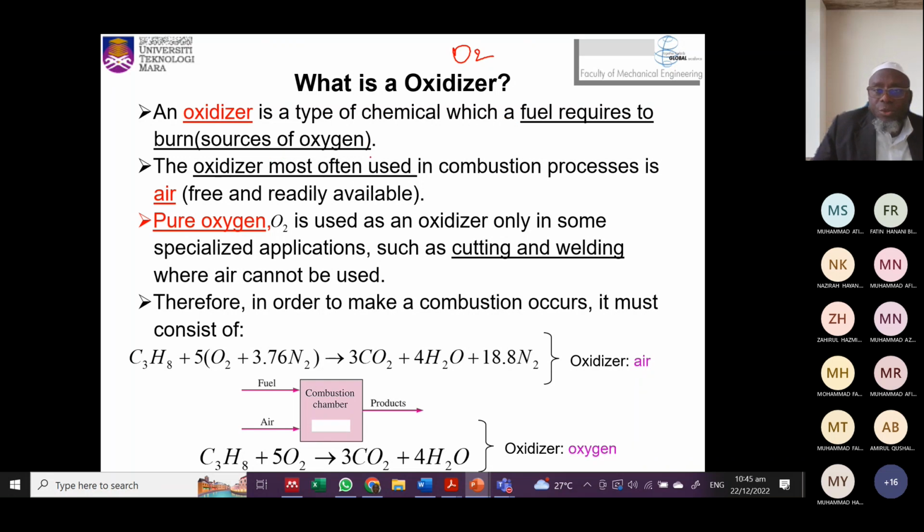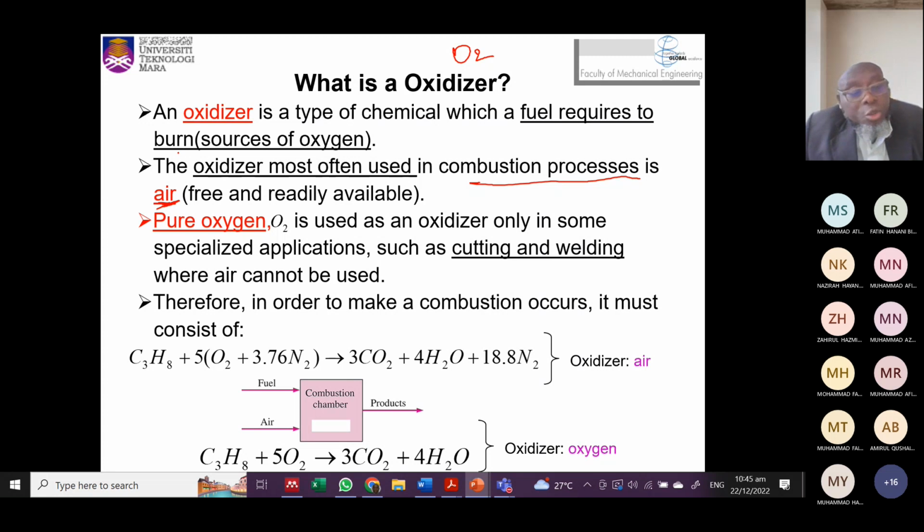So when the fuel burns with oxygen, then the oxygen becomes the oxidizer. The oxidizer most often used in combustion processes is air. So we all know that when you want to burn a fuel, in the presence of a small amount of heat, there will be ignition taking place.